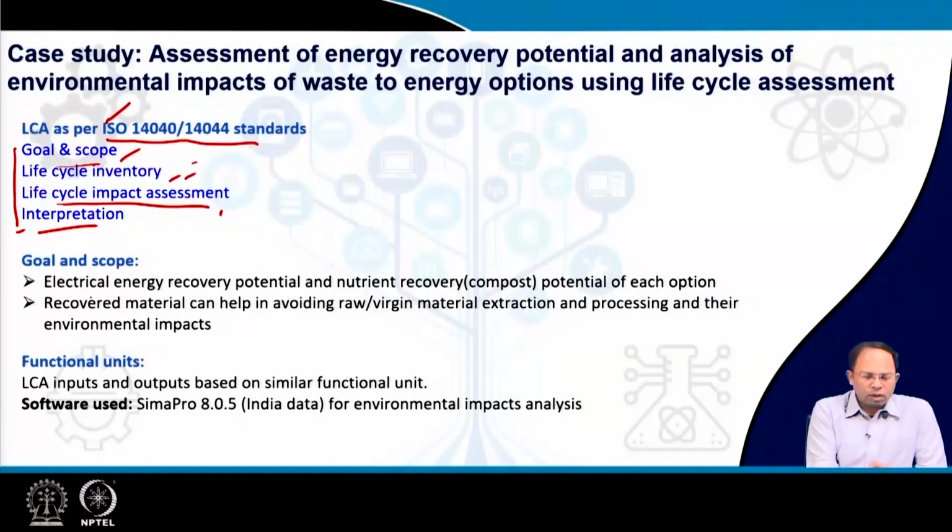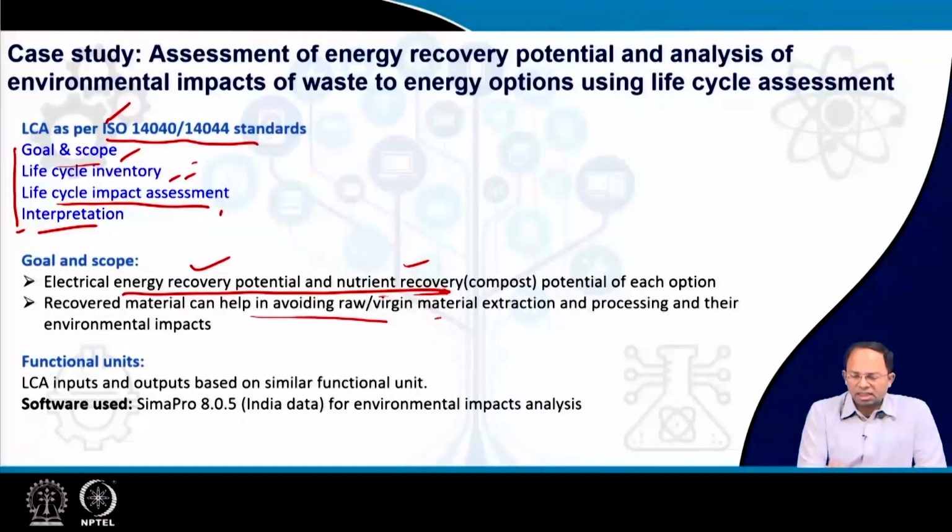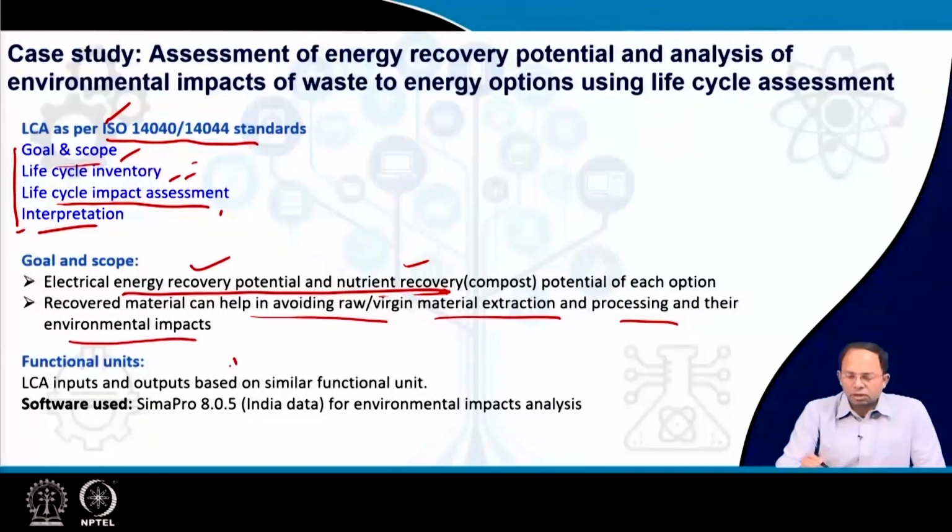So in this study, goal and scope is defined as electrical energy recovery potential and nutrient recovery. So this is the only thing that we are looking into, how much energy could be recovered and how much compost could be produced. And the recovered material can help in avoiding raw virgin material extraction and processing and their environmental impacts. So it's not only that we are producing some material, but this also has some benefits.